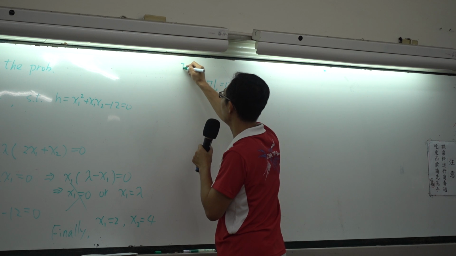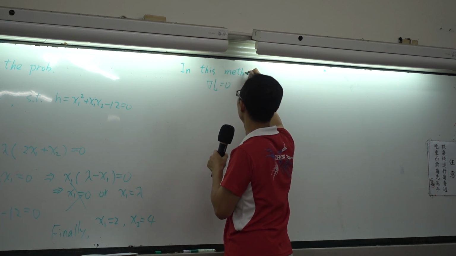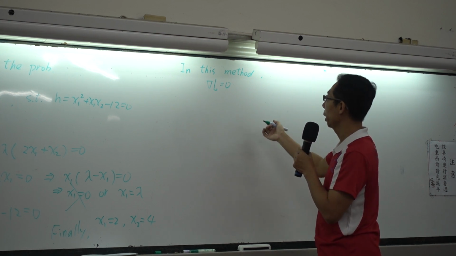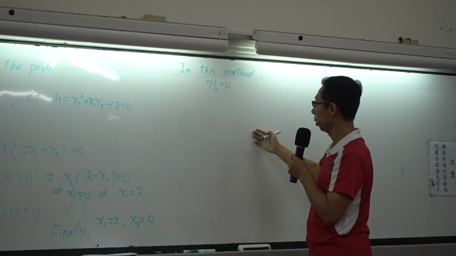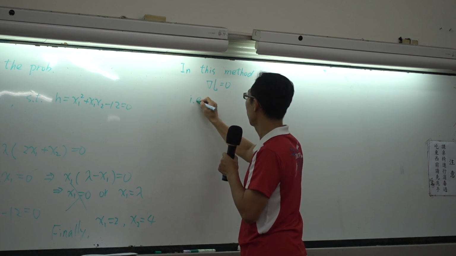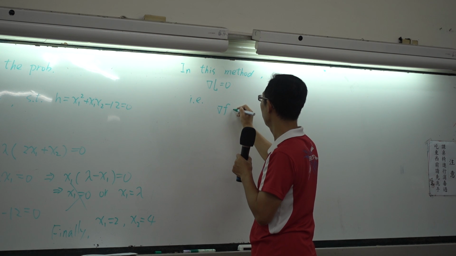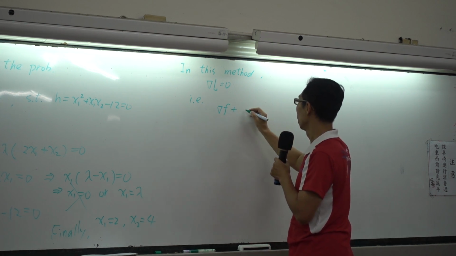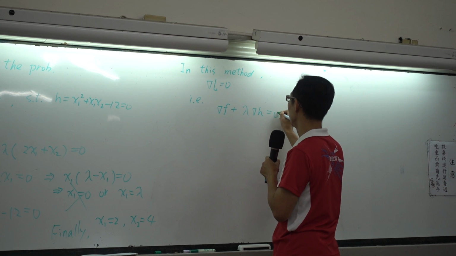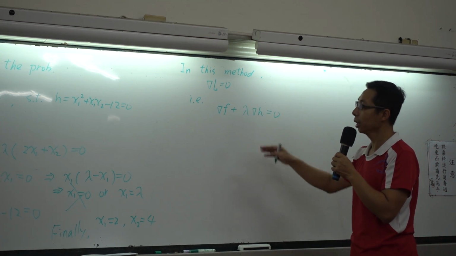Okay, so in this method, in this kind of Lagrange multiplier method, what we have is this being equal to 0, and what is this? That is gradient f plus lambda gradient h equals 0, okay? So if we use this kind of vector format, is it alright?